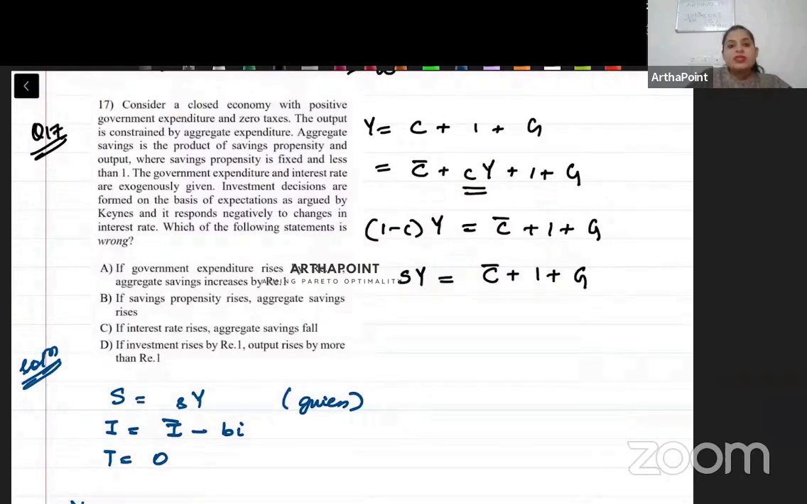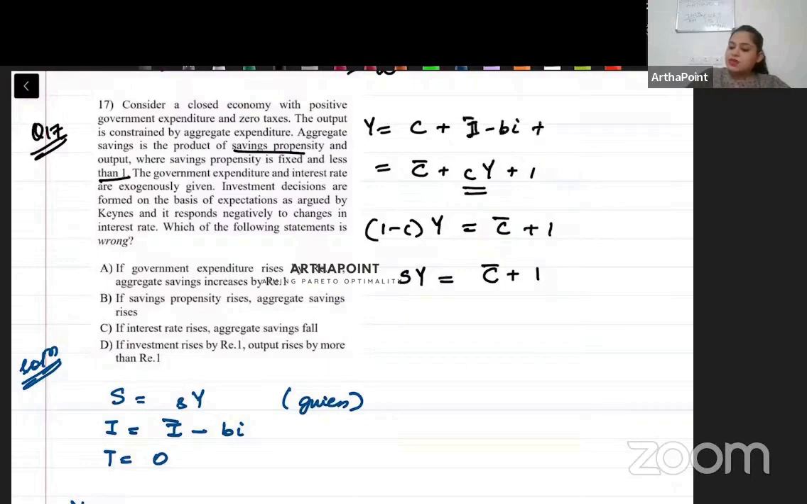Okay. Now it says that aggregate saving is the product of saving propensity and output. Saving propensity is less than 1. Government expenditure and interest rate are given to you. Investment decisions are formed on the basis of expectations as argued by Keynes and respond negatively to the interest rate. Okay, so I have to change this investment function to I bar minus BI. Okay.